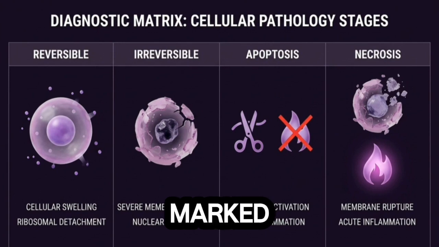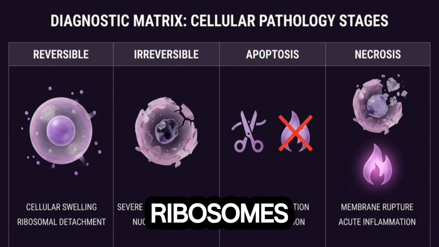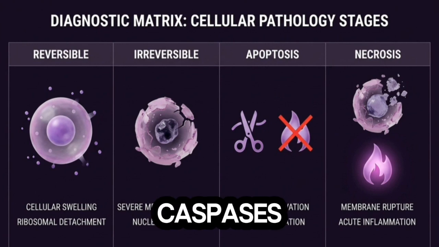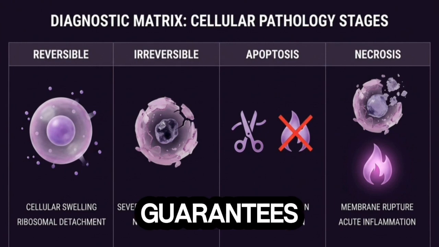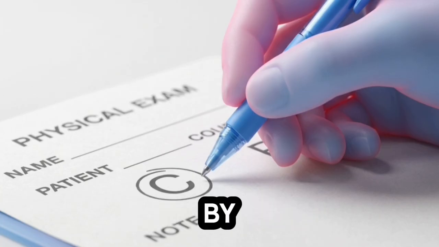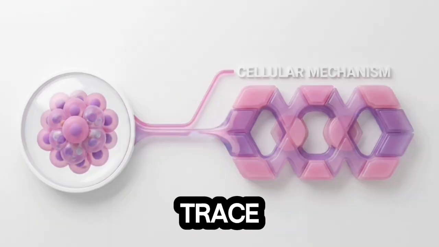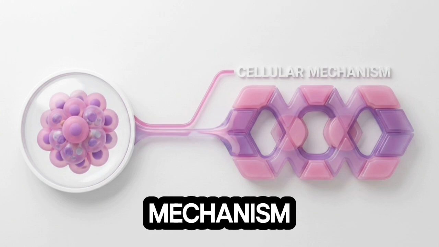Reversible injury is marked by swelling and detached ribosomes. Irreversible injury requires membrane damage and pycnosis. Apoptosis is driven by caspases with zero inflammation, while necrosis bursts the cell and guarantees an inflammatory response. By memorizing these rigid boundaries, you stop guessing on pathology questions. You can look at any microscopic finding and trace it directly back to the exact cellular mechanism that caused it.